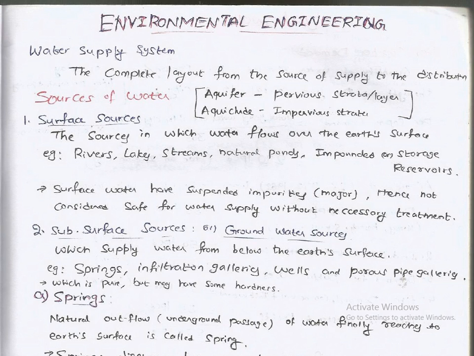Subsurface source, groundwater source, which supplies water from below the Earth's surface, that is spring, infiltration gallery, wells and porous pipe galleries, which is pure but may have some hardness. Springs: natural outflow of underground passage of water that finally reaches the Earth's surface is called a spring.